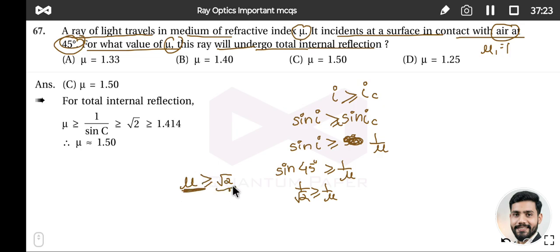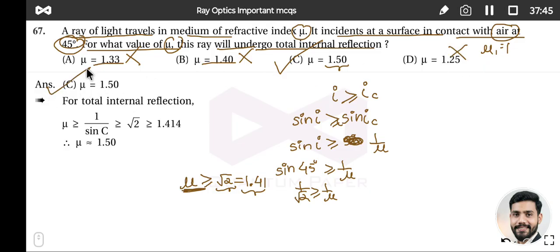Root 2 is 1.41. So which value is greater than that? The first is 1.33, which is less, so wrong. The second is 1.40, which is also wrong. 1.50, yes, this is greater than 1.41. So in this case we will get TIR. Here also we won't get TIR. So the correct answer is C.